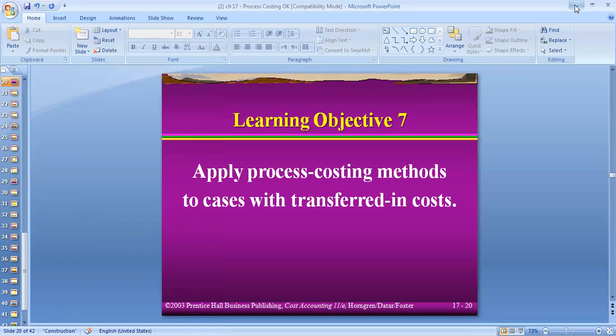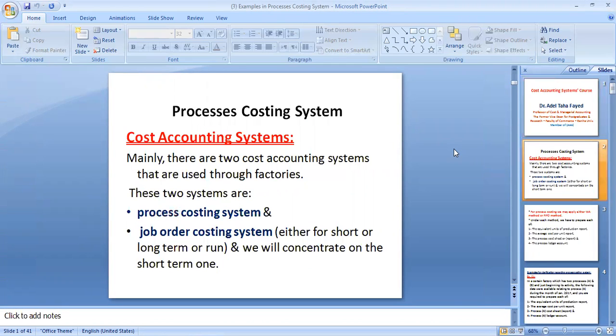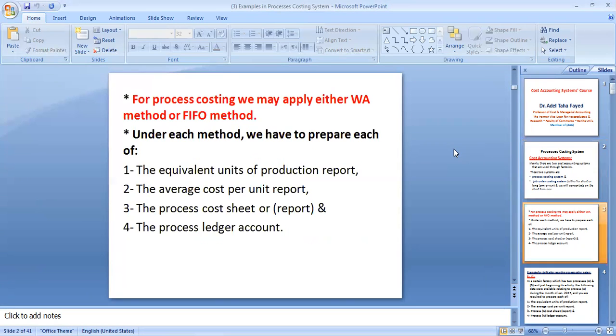Just wait a moment. This is cost accounting systems. These are the examples on process costing. If you remember, we said that for cost accounting systems, there are mainly two methods, process costing system and job order costing. Then we said that we are preparing an equivalent units of production report, average cost per unit report, the process cost sheet, and the process ledger account.